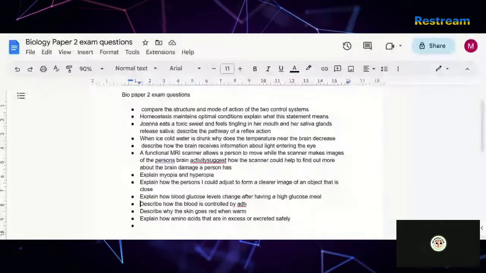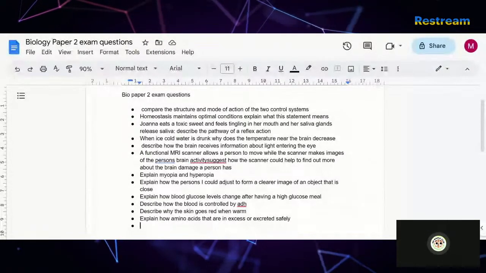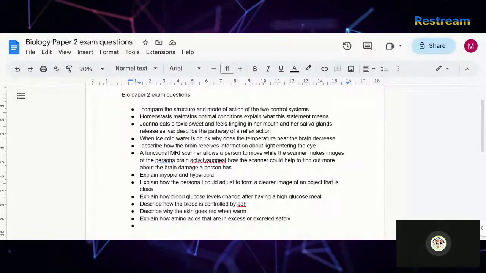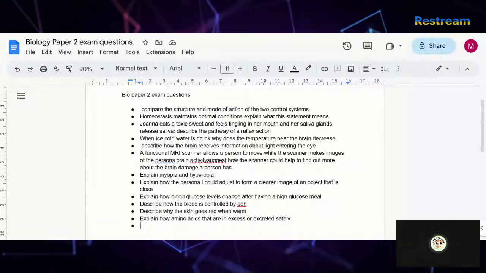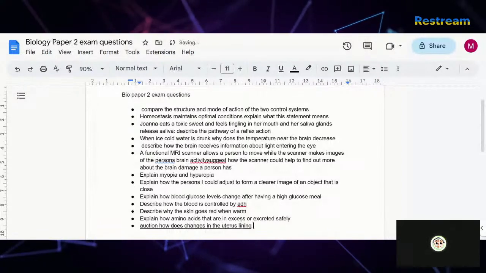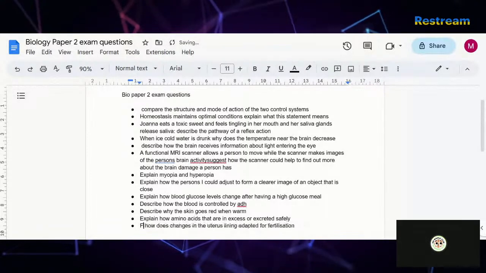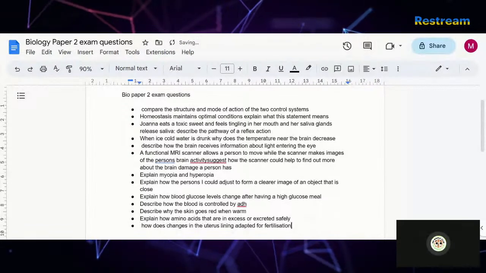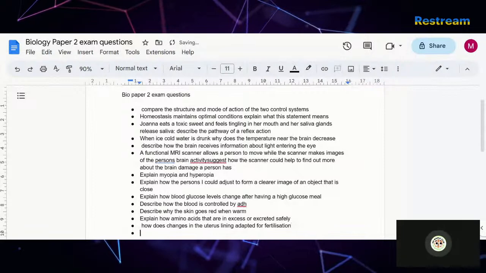Now let's move on to the next question. So the next question is about humans and hormones in human reproduction. How does the change in the uterus lining adapt for fertilization? That question has a few grammatical errors, but basically, how is the change in the uterus lining adapted for fertilization?